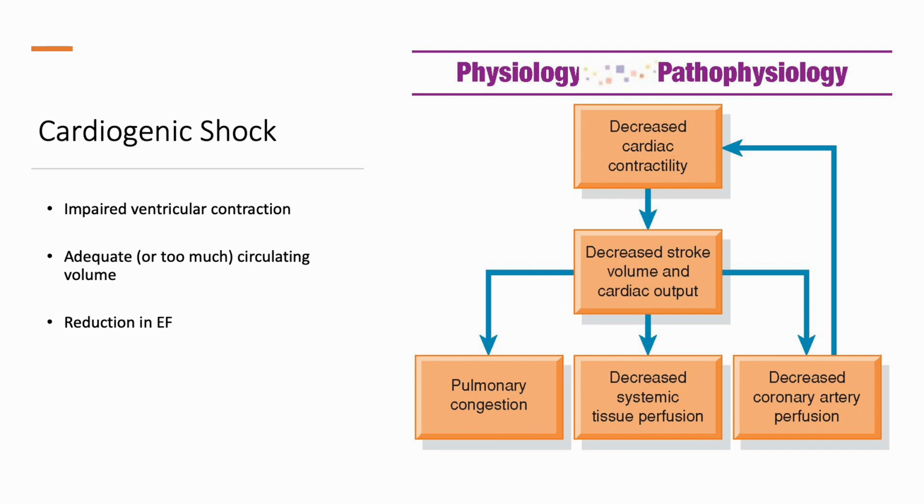Cardiogenic shock occurs due to impaired ventricular contraction, even when there is adequate or excessive circulating volume. This results in decreased cardiac contractility, leading to decreased stroke volume and cardiac output, which reduces the heart's ability to pump blood effectively. The consequences include pulmonary congestion, so the fluid backs up into the lungs due to impaired heart function. And there's decreased systemic tissue perfusion because tissues receive less oxygenated blood, leading to organ dysfunction.